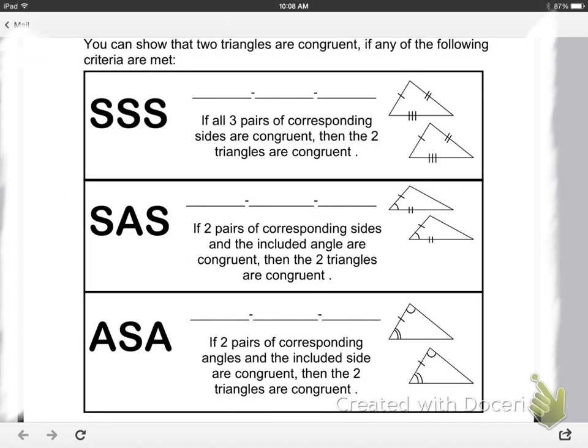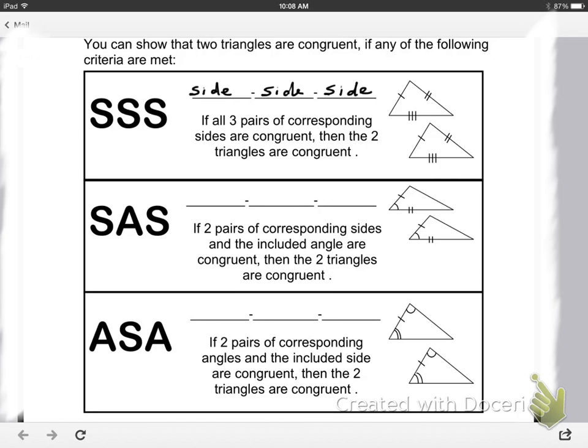So now let's talk about how we can show that two triangles are congruent, because we're going to work into proofs of triangle congruency. And again, the reason for proofs is mainly just to teach you and have you use logical progression of thought. It helps build that skill. So, if three pairs of corresponding sides are congruent, then the two triangles are congruent. So SSS is side, side, side. So by SSS, we can prove that two triangles are congruent.